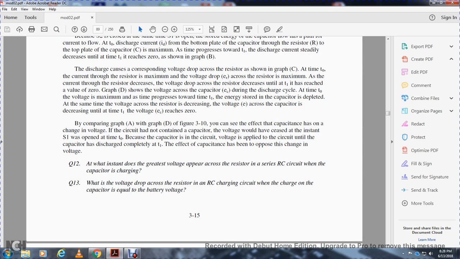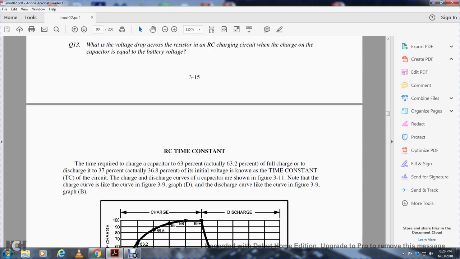The instant of greatest voltage appears across the resistor in a series resistor-capacitor circuit when the capacitor is charging. The voltage drop across the resistor in the RC charging circuit falls as the capacitor charges to the battery voltage.